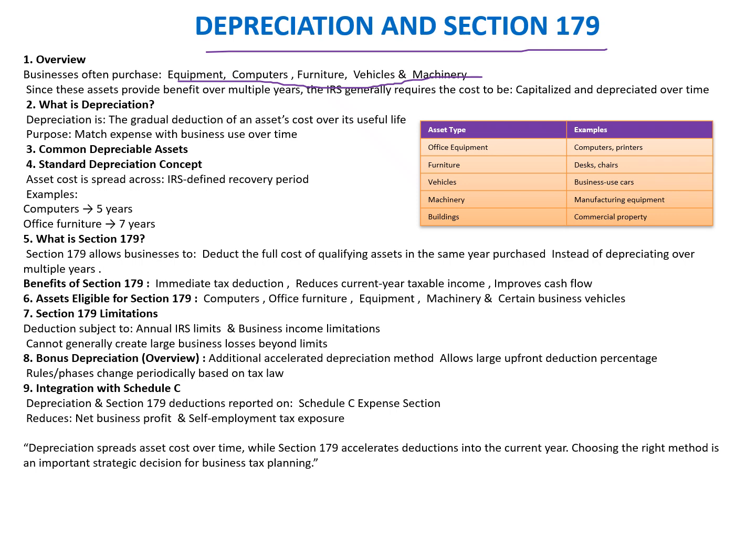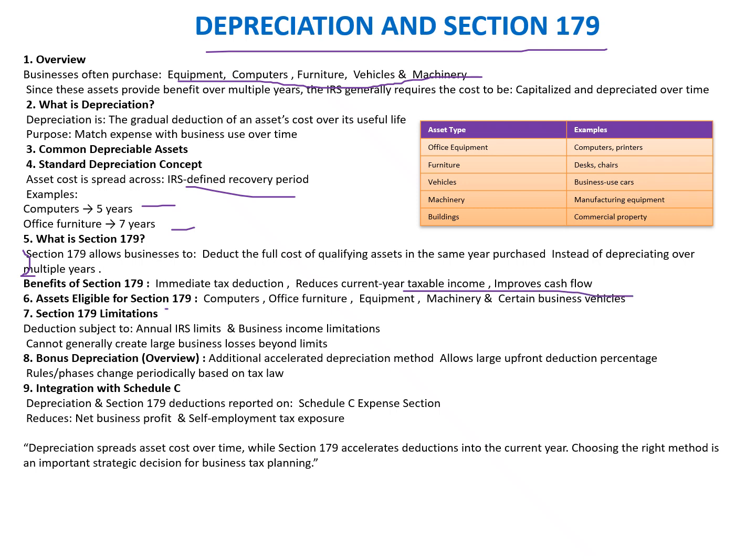Asset cost is spread across the IRS-defined recovery period. For a computer, it is 5 years. For office furniture, it is 7 years. There's also Section 179, which allows you to deduct the entire expense incurred to purchase that asset in the single year itself. So it gives an immediate tax reduction, reduces the current year taxable income, and improves the cash flow.